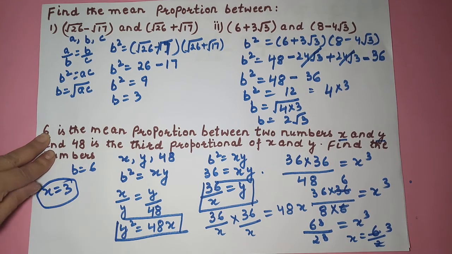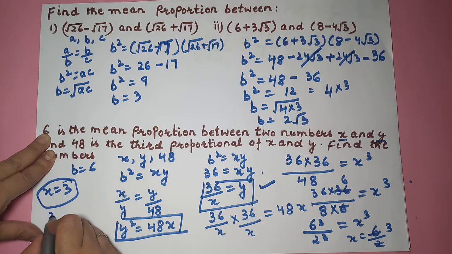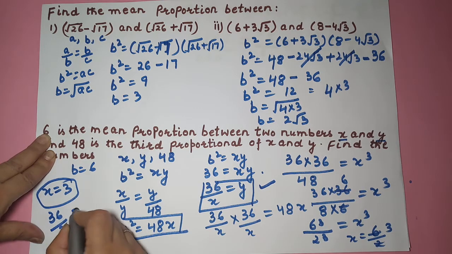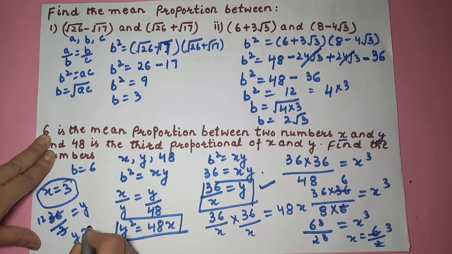Fine. Now I need to find y. Let me come back to this equation. 36 upon 3 is equal to y. 3 12's are 36. So your y is equal to 12. Clear?